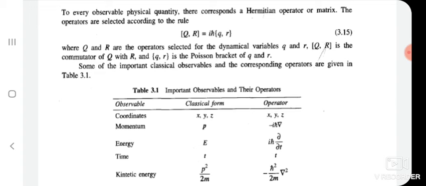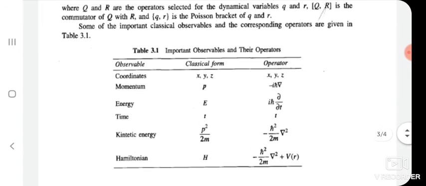Energy E can be represented in operator form as shown in this table, that is i h cross dou by dou t. Time, classical form is t, and in operator form it is also denoted by t. Now kinetic energy, p square by 2m, is equal to minus h cross square by 2m into del square. This is nothing but the kinetic energy operator.